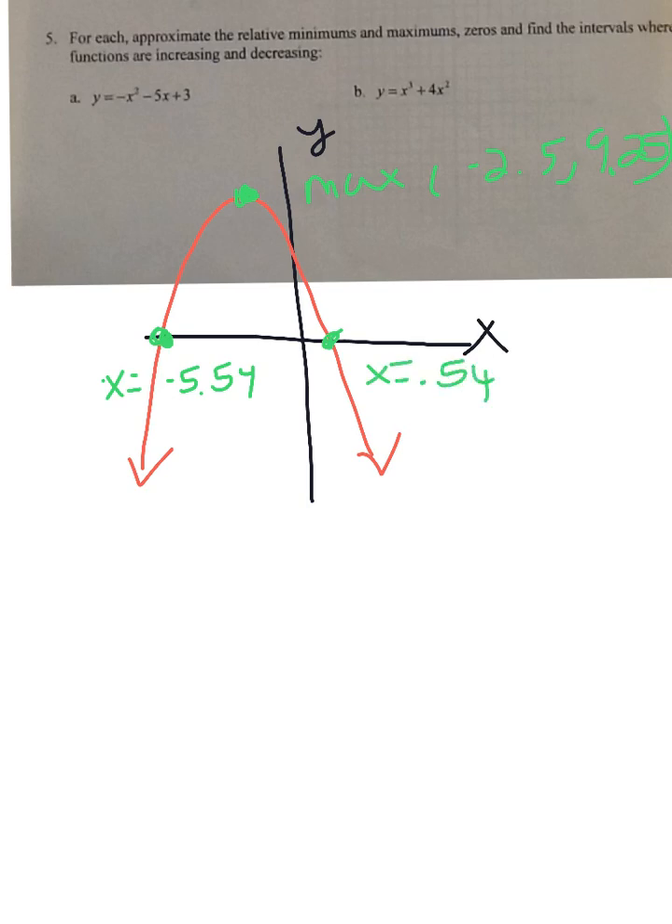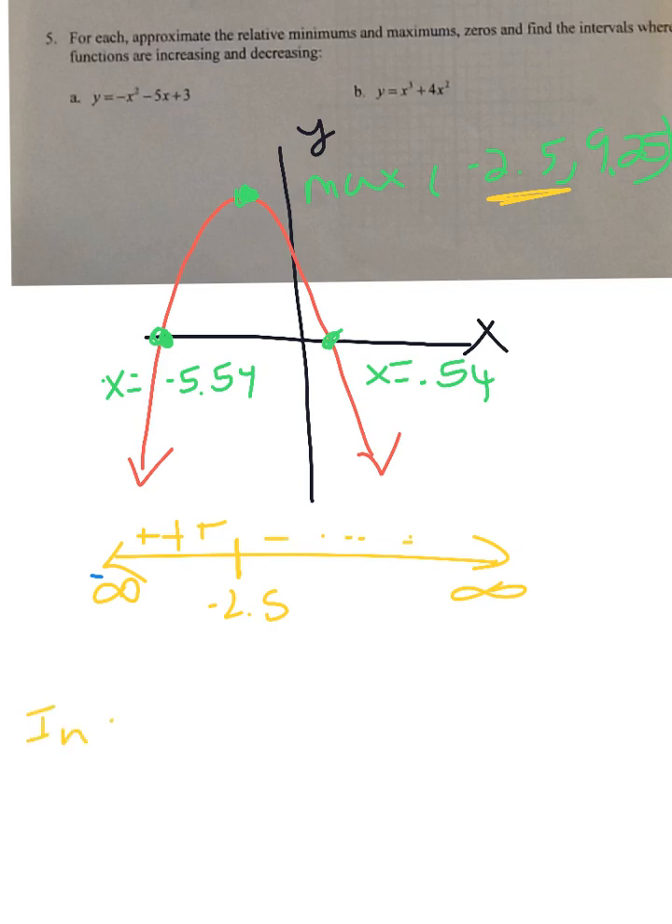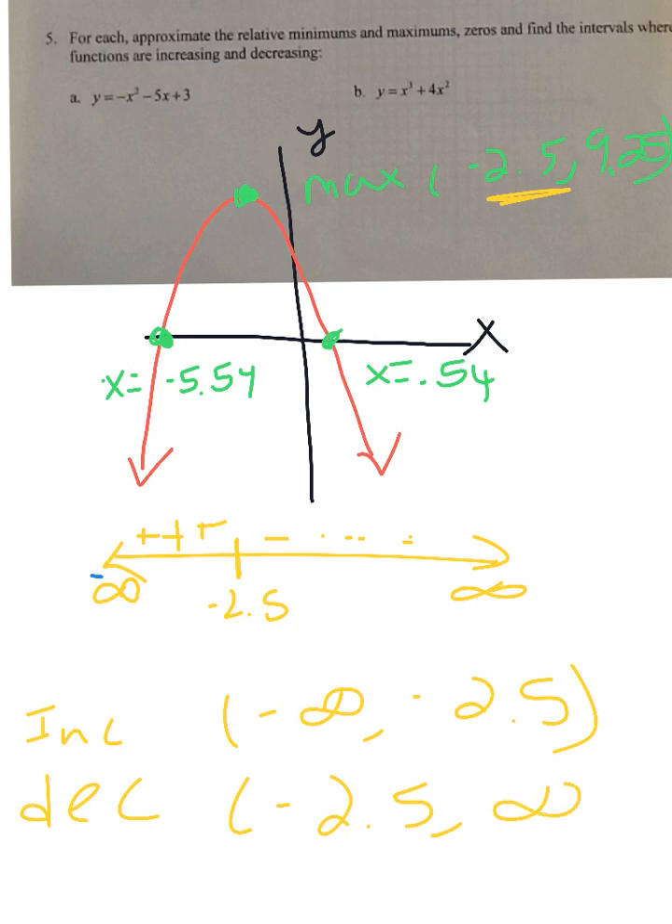We draw a number line underneath to find the increasing and decreasing. You are going to put on the number line the x value for your max, which is negative 2.5. And it's increasing on this side, and it is decreasing on this side. So it's increasing from negative infinity to negative 2.5, and it's decreasing from negative 2.5 to infinity. All right, let's take a look at B.